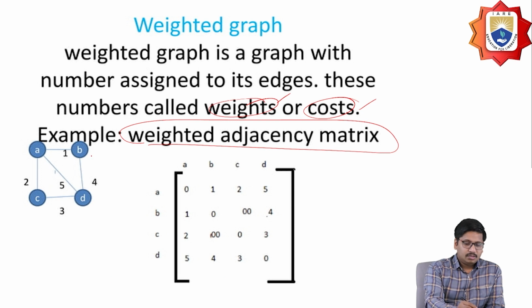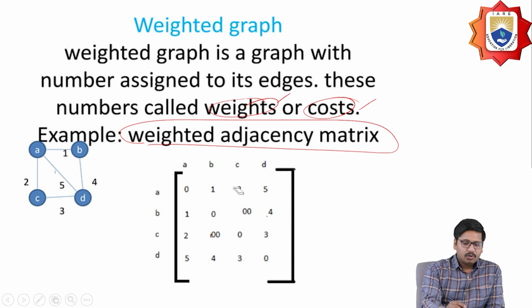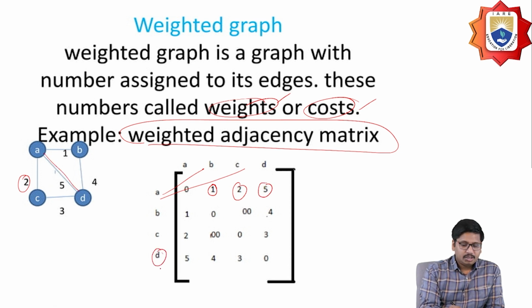So in this case, I'm going to map those weights here in this matrix. The edge from A to B, what is the value it is carrying? That is 1. So I'm going to mark it as 1. And I'm going to take A to C. The edge is going to carry 2. So I'm going to take 2. And A to D as well. Similarly, if I consider D, I have an edge from D to A, that should be 5. And D to B, that should be 4. And D to C, it should be 3.